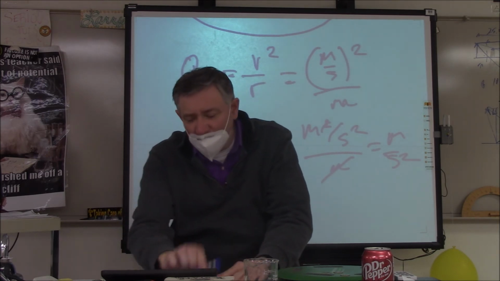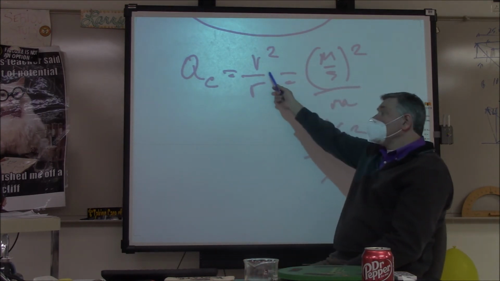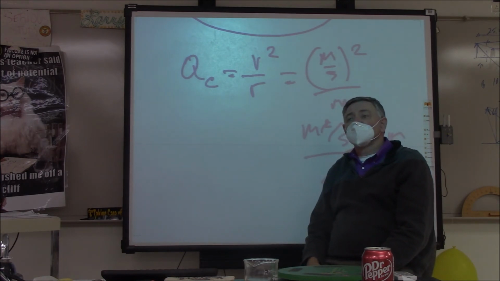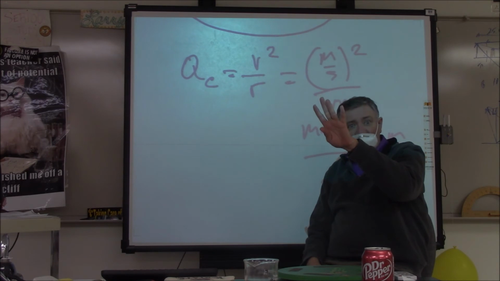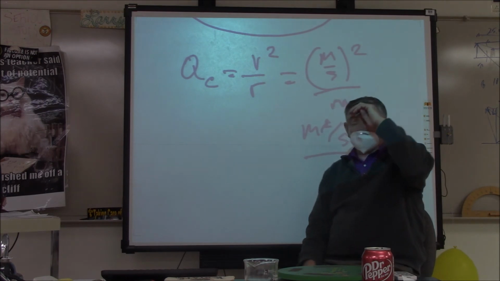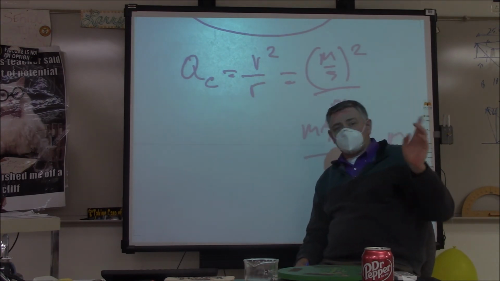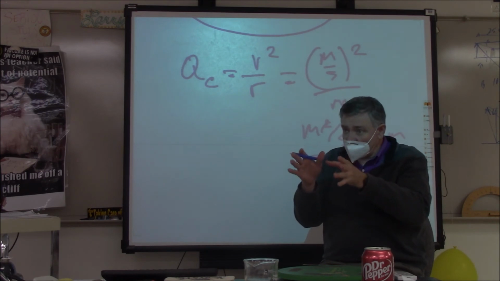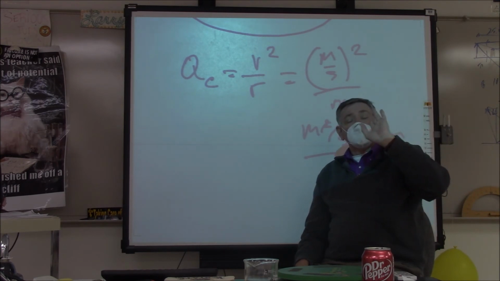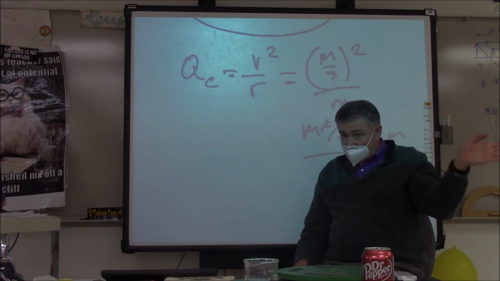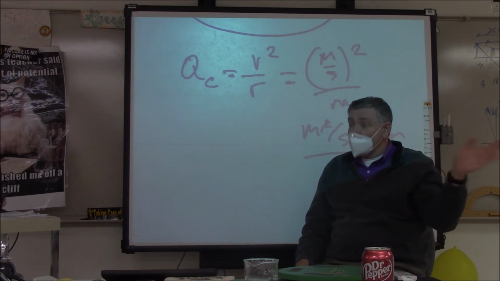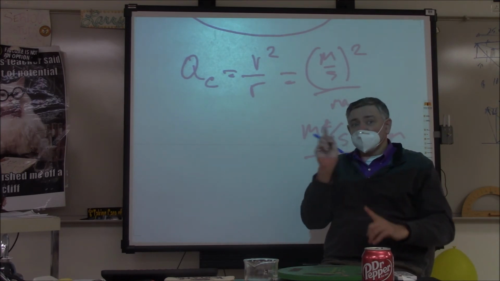Now, here's the deal. Because the velocity is squared, if I double the velocity, what's going to happen to my centripetal acceleration? It goes up by a factor of 4. If I triple it, it goes up by a factor of 9. Say you're driving through your neighborhood and you take a turn at 10 miles per hour. You're still accelerating because the direction of your car is changing. You have a constant speed, but you're still accelerating because you're changing the direction of the car.